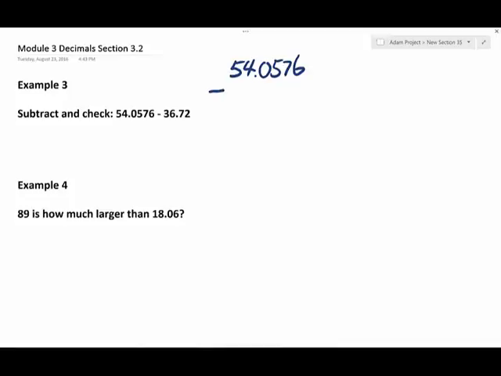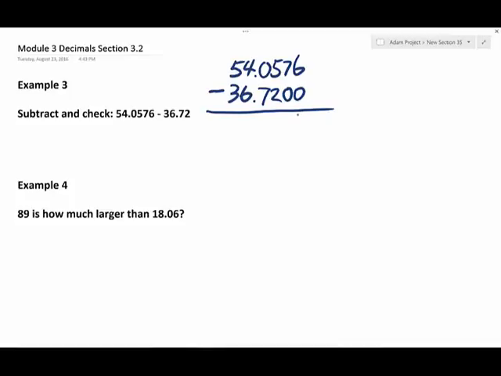and write the subtraction sign, and write the second number, lining up both decimal numbers by the decimal point, which is 36.72. Since 36.72 has only two decimal places, what we can do is add two zeros at the end to replace the digits. So now we can start subtracting. We always start with the lowest digit.